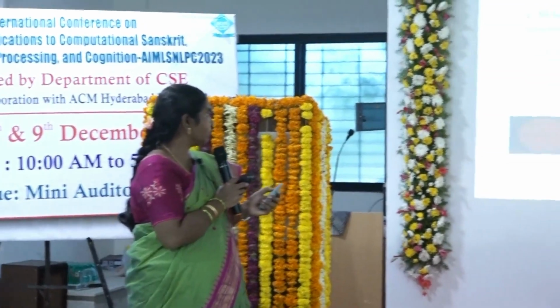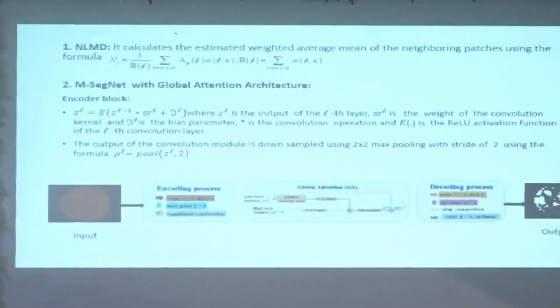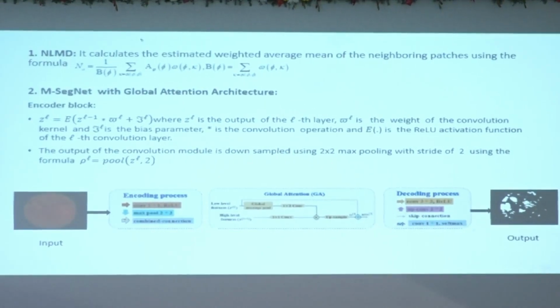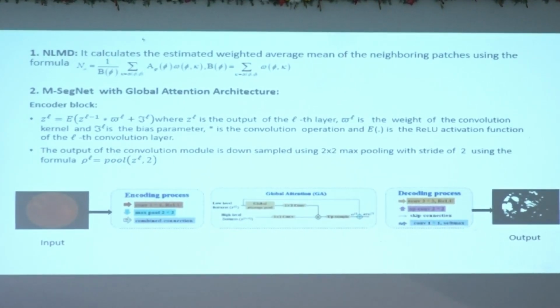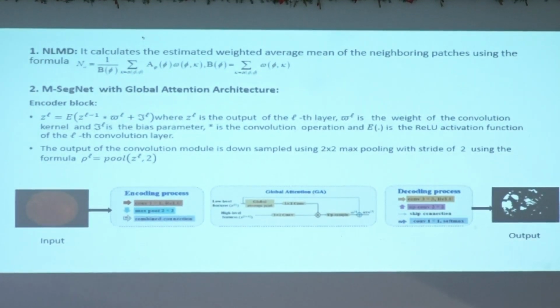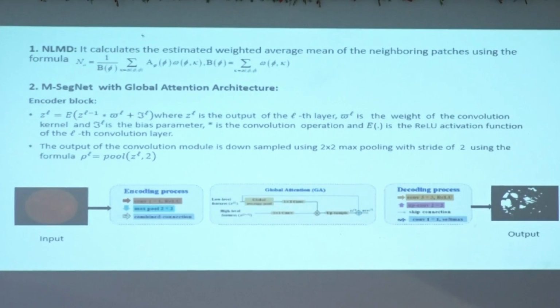So NLMD, as I told, non-local means denoising. Basically the denoising algorithms use local weights. So I am using non-local means, as the name itself says. When a pixel is there, it takes the average of the neighboring pixels also. So it takes the mean of those things, and that is given by the formula there.